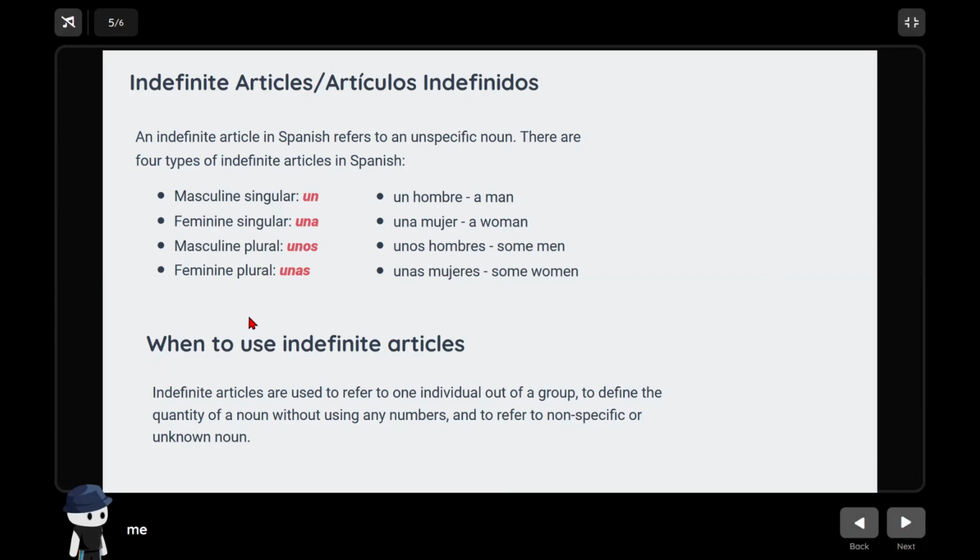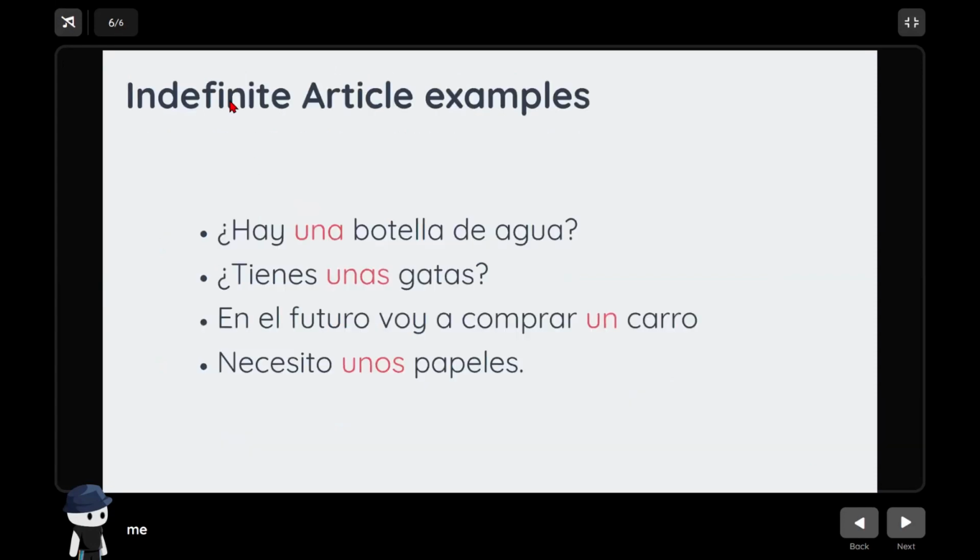So those are kind of the uses of indefinite articles. Okay, so looking at these examples, I purposely left off the translation for this one, but I think these sentences are interesting, and how they are used in Spanish.